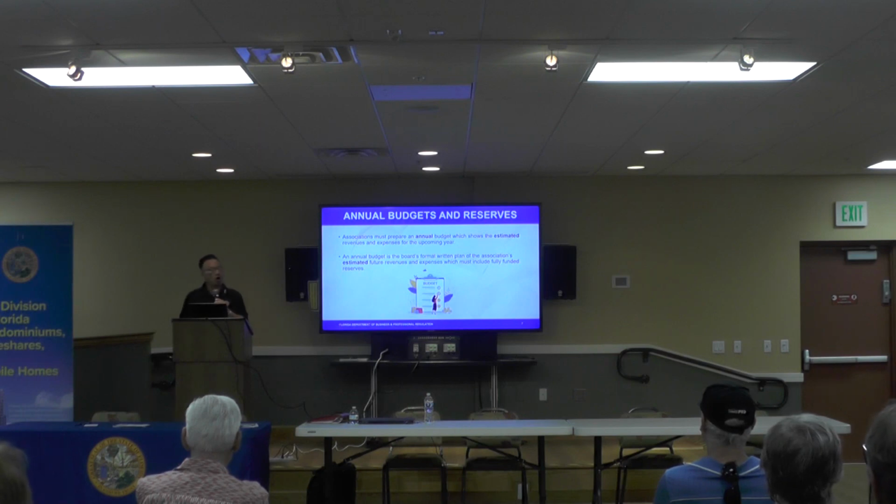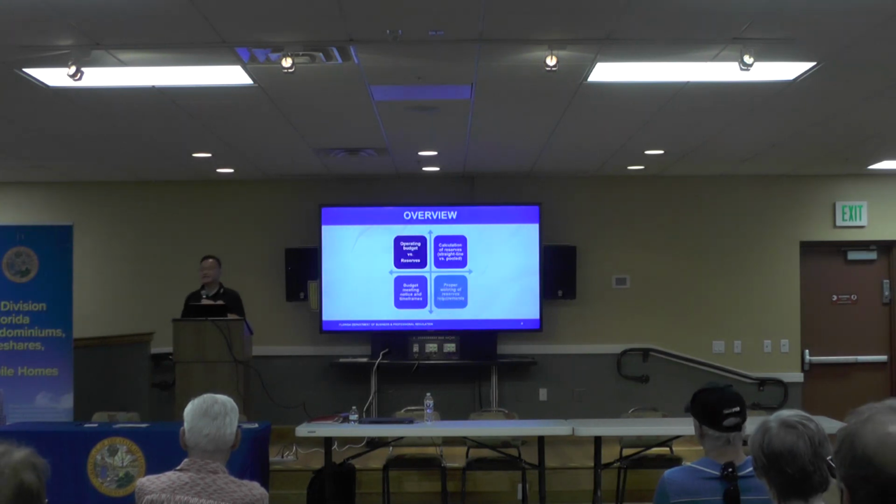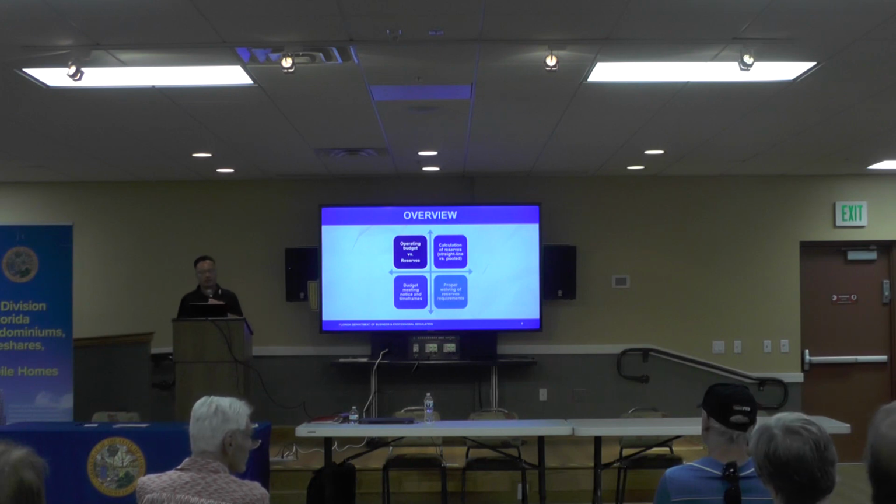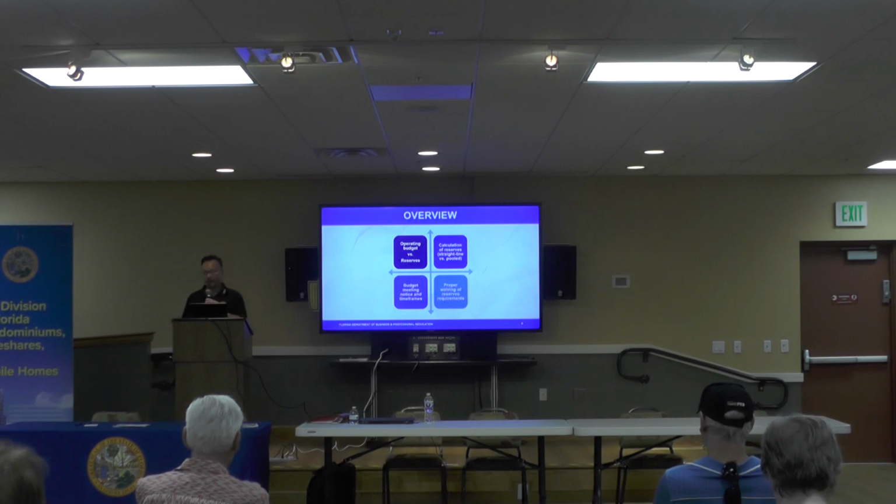It's very important that you are aware that the association must prepare an annual budget which shows the estimated revenues and expenses for the upcoming year. An annual budget is the more formal written plan of the association's estimated future revenues and expenses, which must include fully funded reserves. Bear in mind, this is an estimate. In this section, we will discuss the difference between operating budget and reserve, the calculation of reserve, straight line versus pooling. We also discuss the requirements needed for the annual budget meeting, meeting notice and time frames, and proper waiving of reserve requirements.